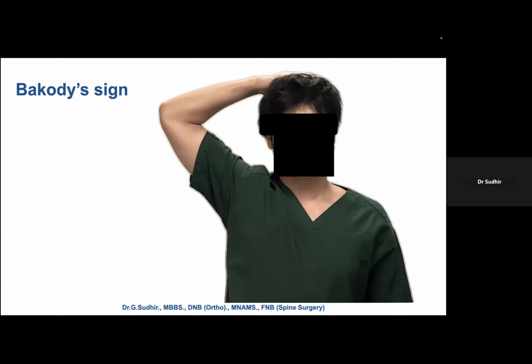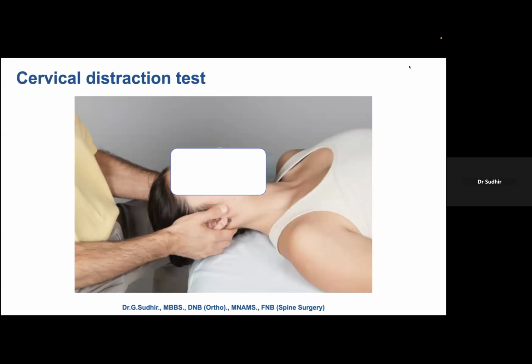The next one is the Bakody sign. The patient will classically present to you with the abducted shoulder with the hand over the head, because it will widen or increase the space for the nerve, and the patient will be very comfortable in this position. This is called the Bakody sign.